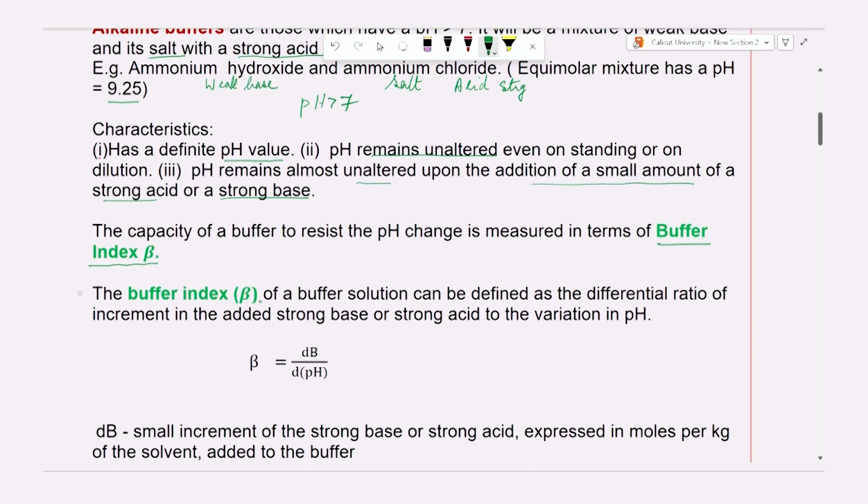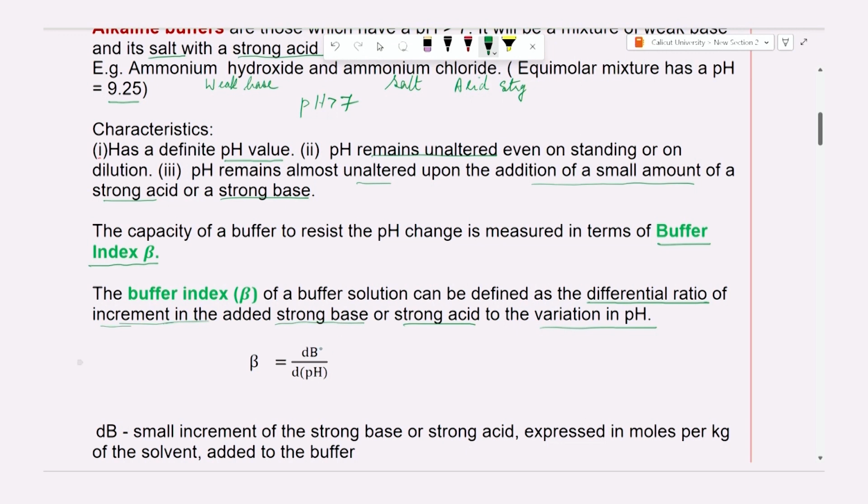Buffer index beta of a buffer solution is defined as a differential ratio, dB by dpH. It is a differential ratio of what? It is the increment in strong base or strong acid added to the variation in pH. So, the expression is beta equals dB by d of pH.